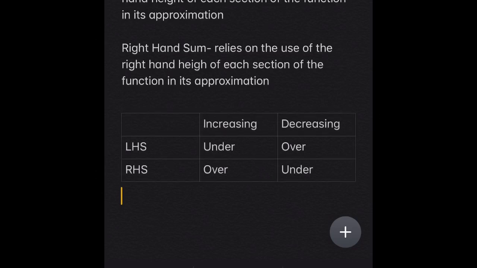When a function is increasing, the left-hand sum underestimates and the right-hand sum overestimates. When the function is decreasing, the left-hand sum overestimates and the right-hand sum underestimates.